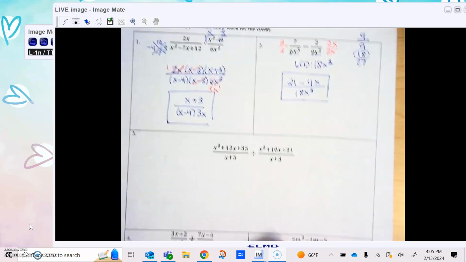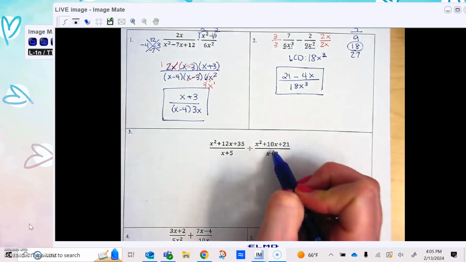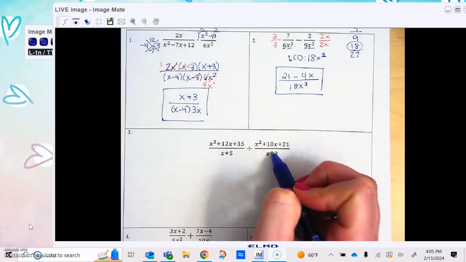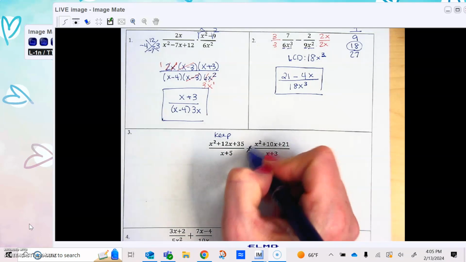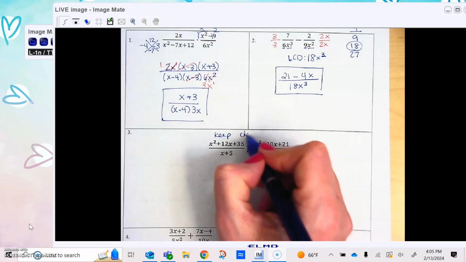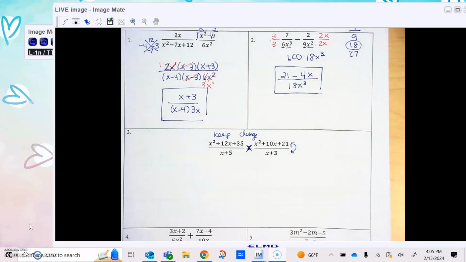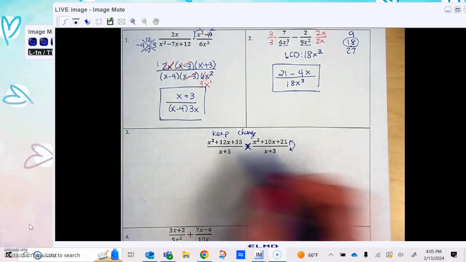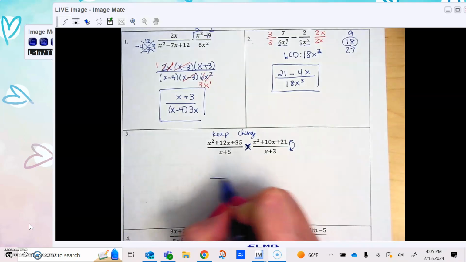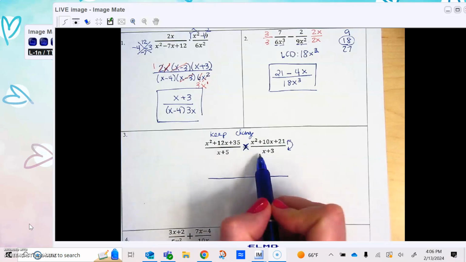In this next problem, we have dividing by a fraction. So this means we're going to keep the first fraction the same, change the division to multiply, and then flip the second fraction. And we're going to factor while we do that, and we're going to put everything into one big fraction, because remember, multiplying, you multiply across the top and bottom.